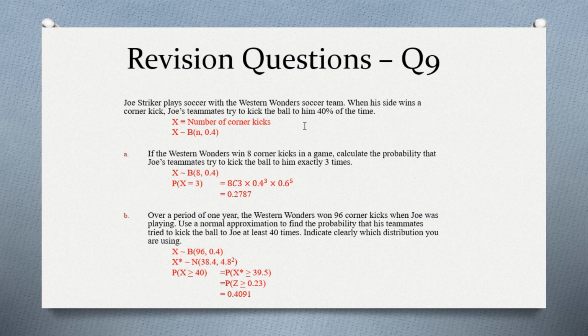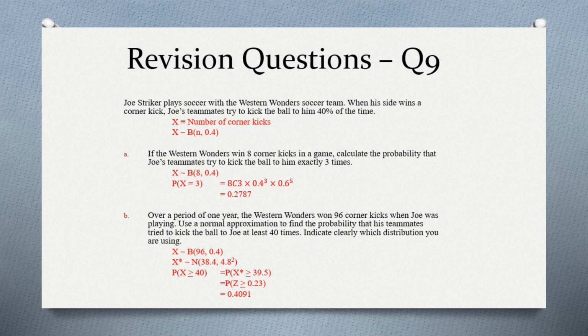But in this case, question 9 is a binomial distribution. They didn't give you the n in the question here, but they told you the p, 0.4. If the Western Wonders win 8 corner kicks in a game, your n is 8. Exactly 3, find the probability for exactly 3 and that shouldn't be a problem. Won 96 corner kicks, n is 96, p 0.4, at least 40 times. So you pretty much know, and they've also stated in the question that you are going to change it to normal. So you do it accordingly. Make sure you put the asterisk. Why? Because this was originally a binomial distribution. Now it is going to be normal.